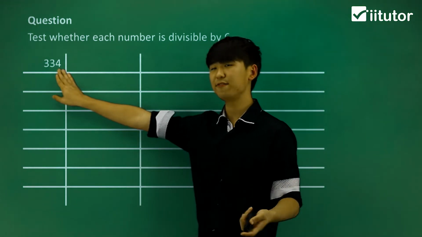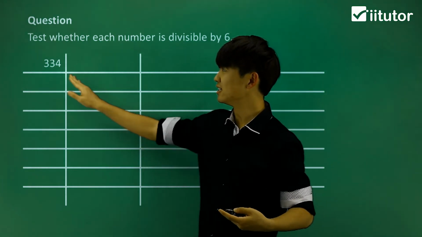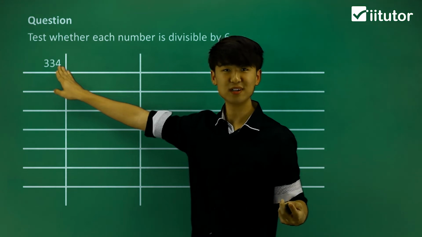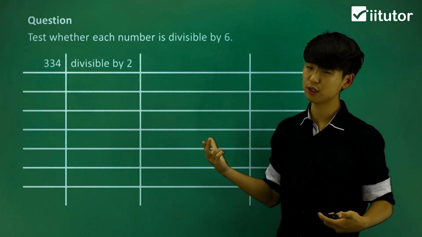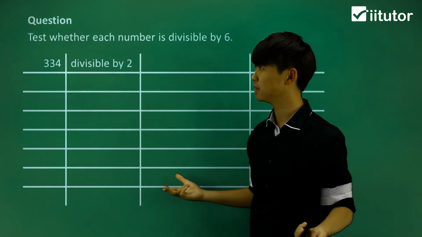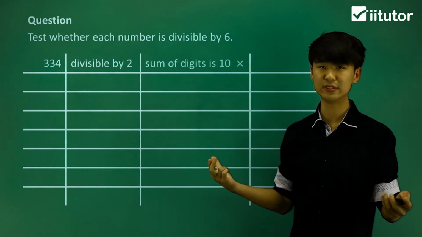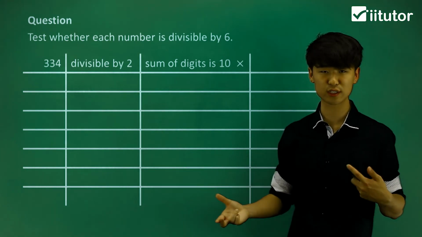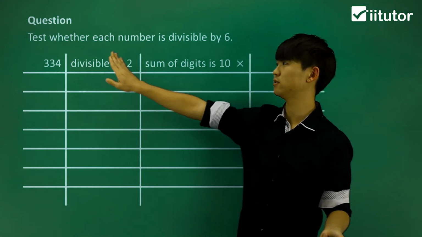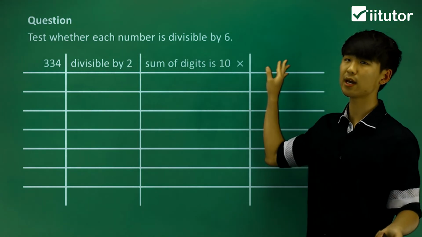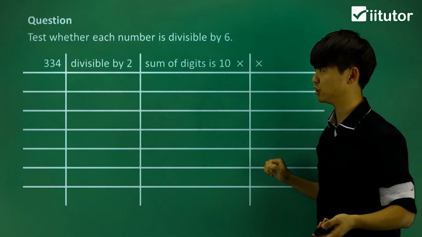The first number that we have is 334. Firstly we can see the last digit is a 4, so it's an even number, so this number is divisible by 2 first of all. Let's see if it's divisible by 3 this time. To do that we're going to look at the sum of the digits. If I add all the digits up, the sum of digits is 10. Now 10 is not divisible by 3, so this number is not divisible by 3. So although it's divisible by 2, it's not divisible by 3, which means this number is not divisible by 6. I have to pass both of the conditions.